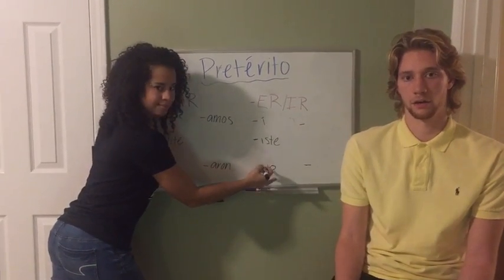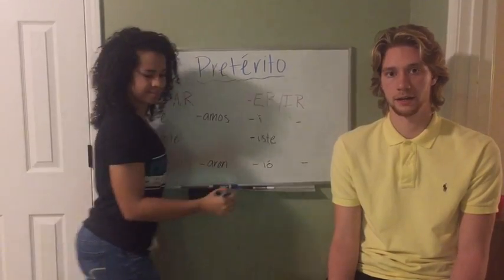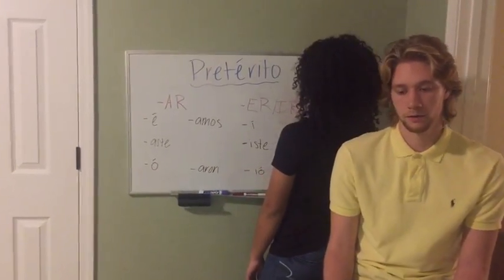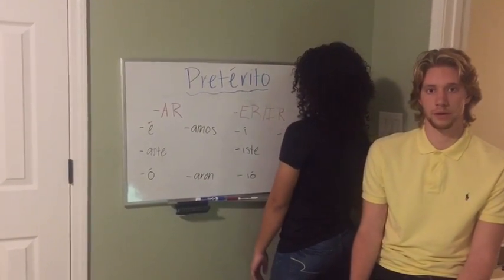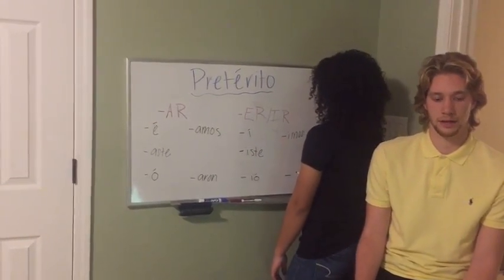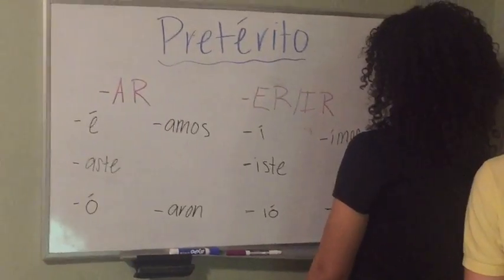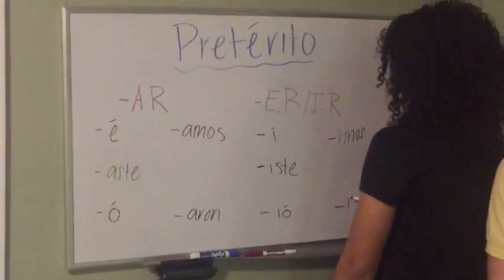In the él, ella, or usted form, you add ió. And in the nosotros form, you add imos. And in the ellos, ellas, or ustedes form, you add ieron.